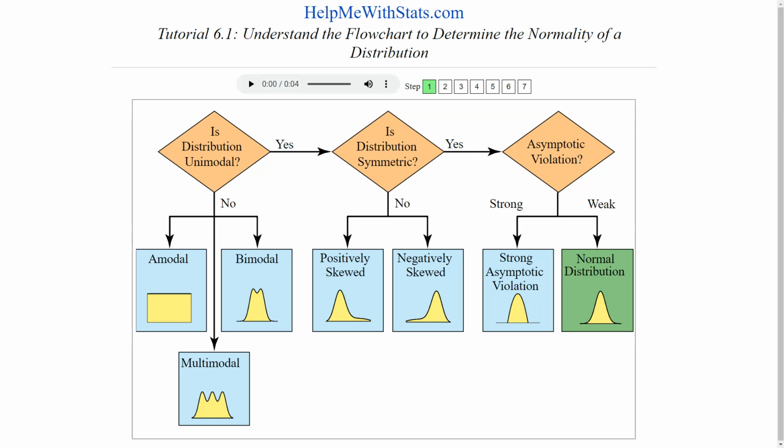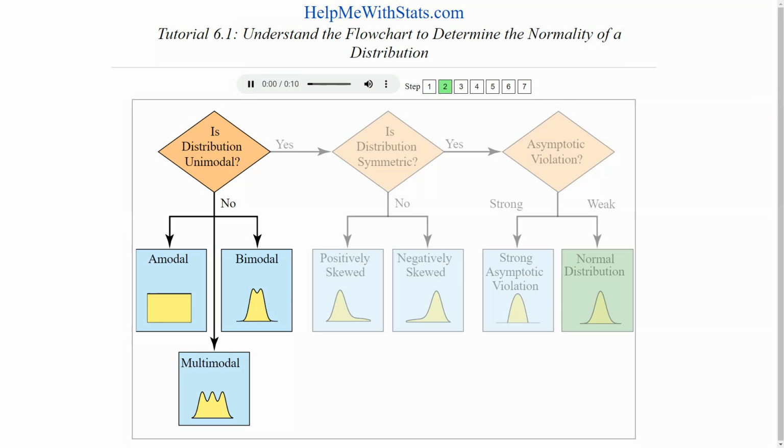HelpMeWithStats.com was used to create this tutorial that can help us understand the flowchart to determine the normality of a distribution. Here's the flowchart to determine if a score distribution is normal. We start by checking the modality. If the distribution is not unimodal, then we know right away that the distribution can't be a normal distribution.